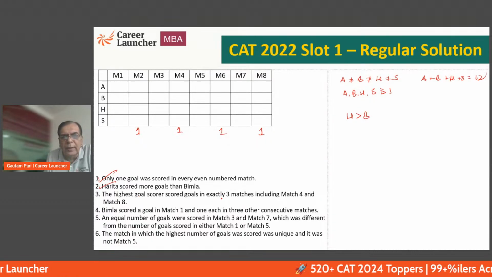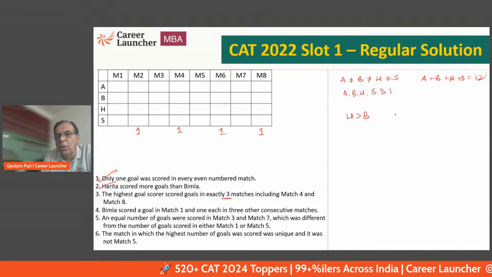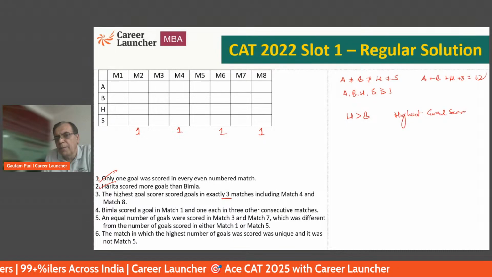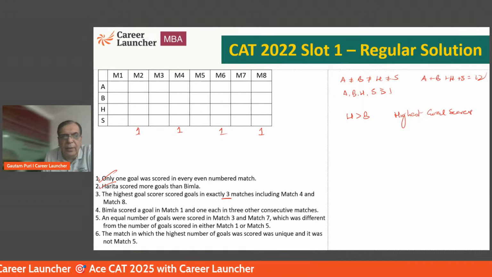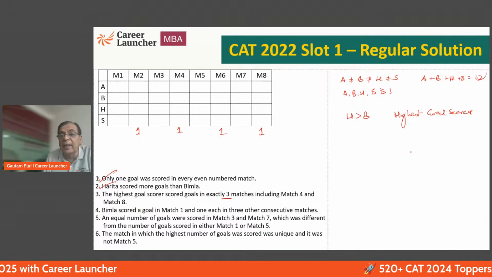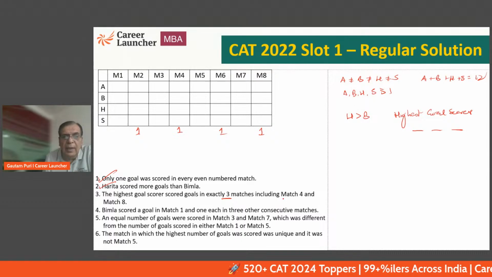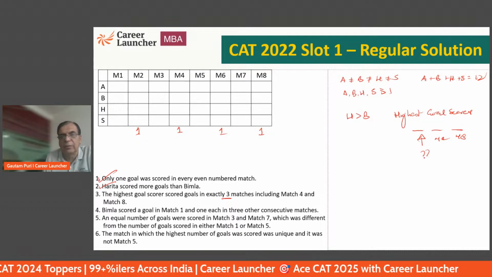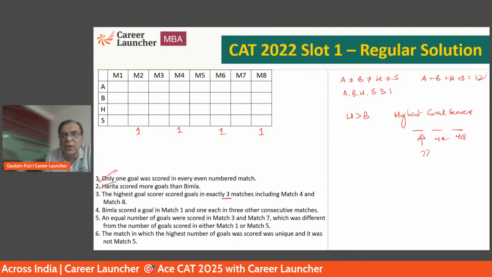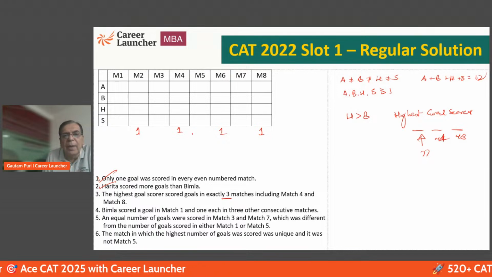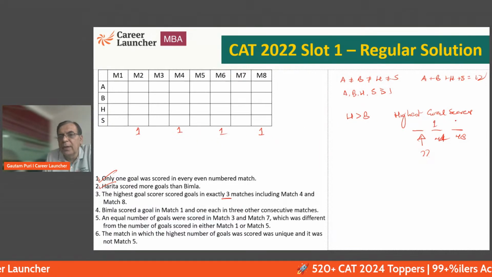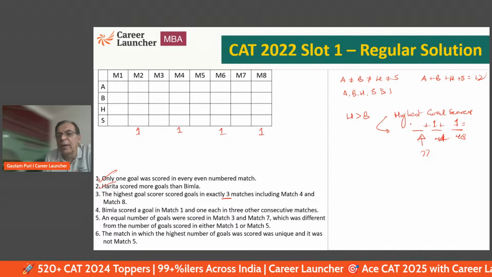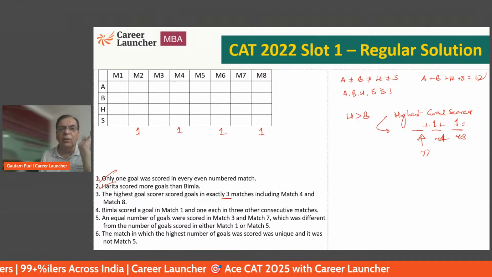The highest goal scorer scored in exactly 3 matches, including match 4 and match 8. So the highest goal scorer scored goals in exactly 3 matches, including match 4 and match 8. So one of them is match 4, one of them is match 8. This one we don't know which match it is. But match 1 and match 4 and match 8, how many goals have been scored? Match 4 and match 8 are even numbered matches, so there 1 goal has been scored each. So the total number of goals of the highest goal scorer will be something equal to whatever, I don't know. If I say this is x, so x plus 2, whatever that is. I don't know the value, so I'll hold on right now.